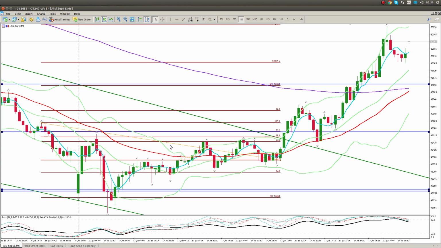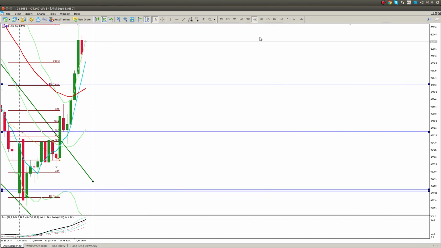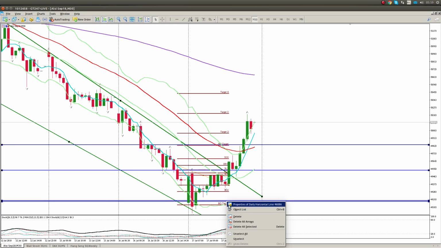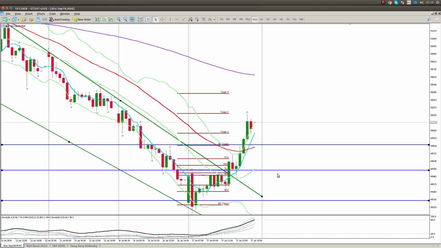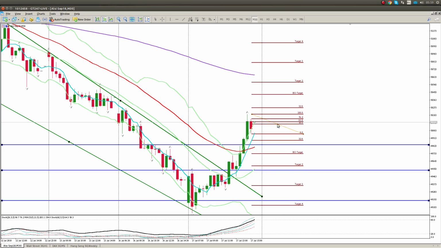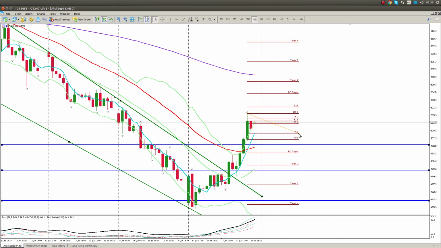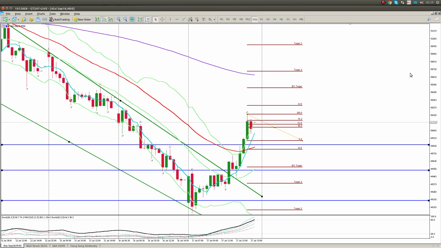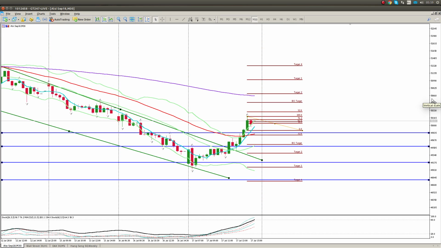Okay, so what we want to do is just tidy up a little bit, delete one of those. So what we really want to do here is let's just move this to there. Okay. So what I'm looking for is a second move to the upside. And bear in mind that the 200 moving average on all time frames is going to offer some profit taking. Okay. So now you've got two choices here. What I'll be doing is getting in and then seeing what happens at this level.